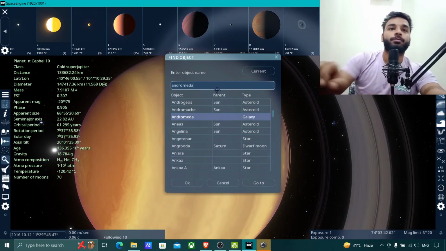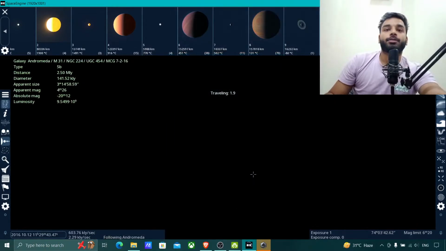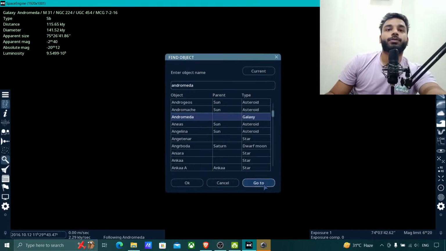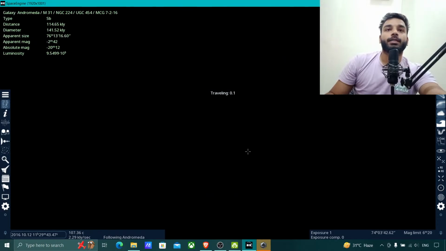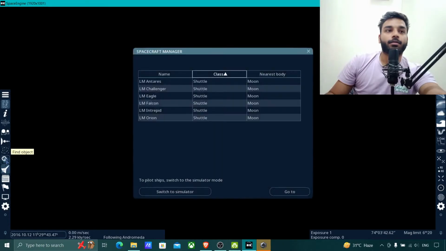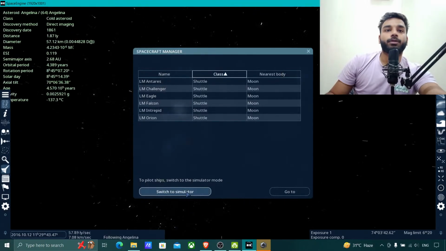So we'll try Andromeda, and this is the Andromeda galaxy. Let's straight away go there. So we'll be finding the relative planets as well as the galaxies. So we can straight away see the traveling time and how we are going there. So let's test it with a planet or something. Let's choose a sun, if it can go there.